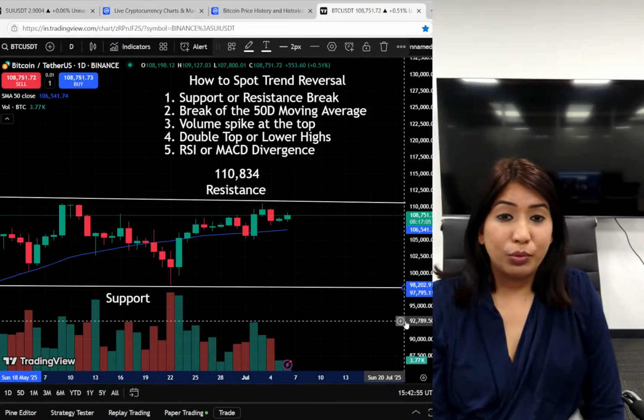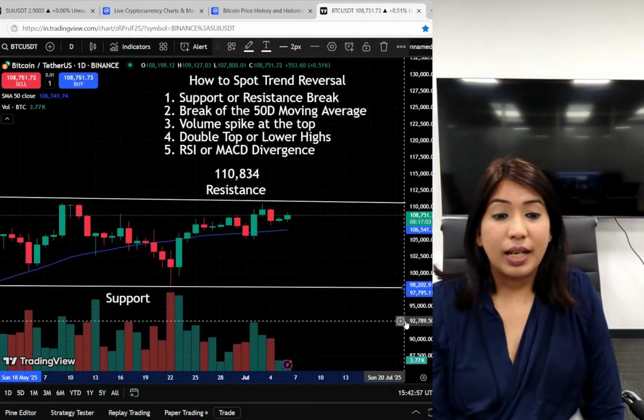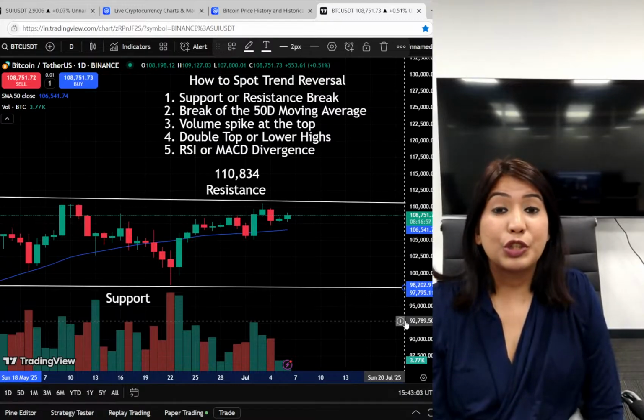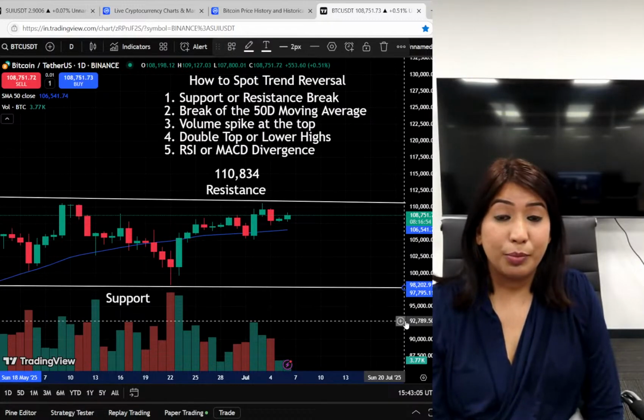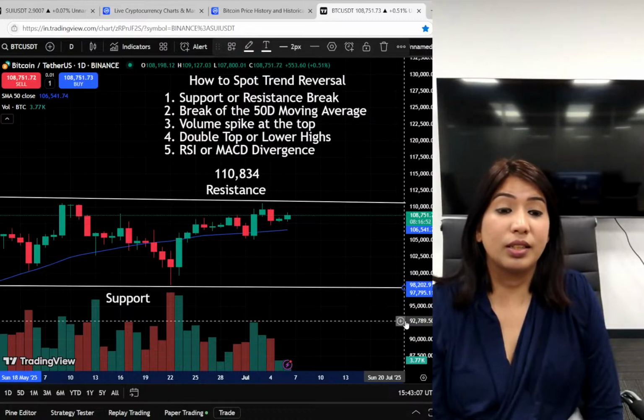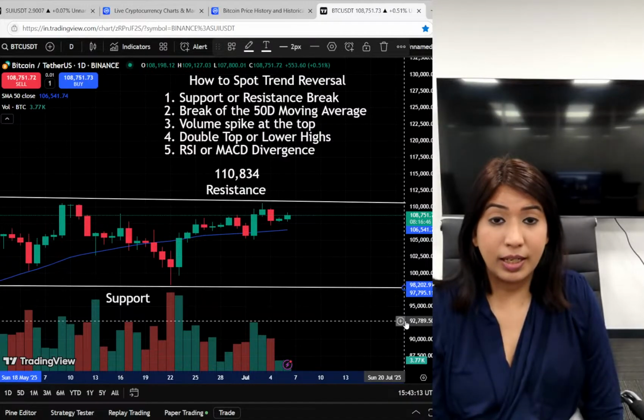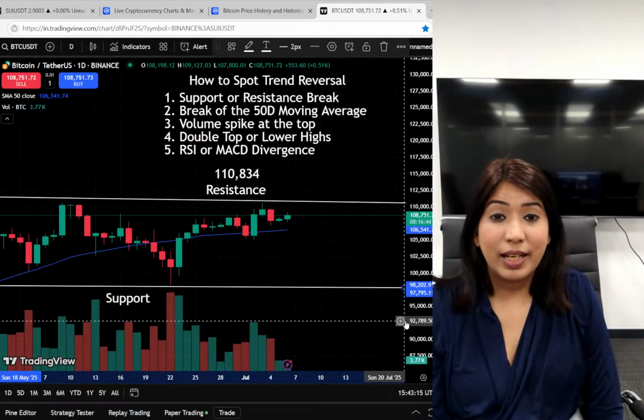So guys, with that, I think there are 5 points that I've discussed today in terms of how you can spot the reversal, which is very important while trading in crypto markets. So please make sure that you check all these 5 points, which are very, very crucial while spot trading. You want to trade in the direction of the trend and not against it.